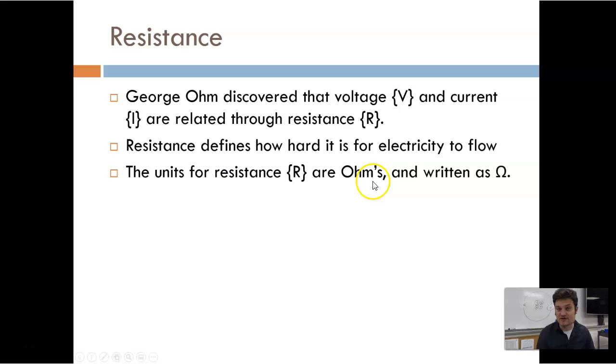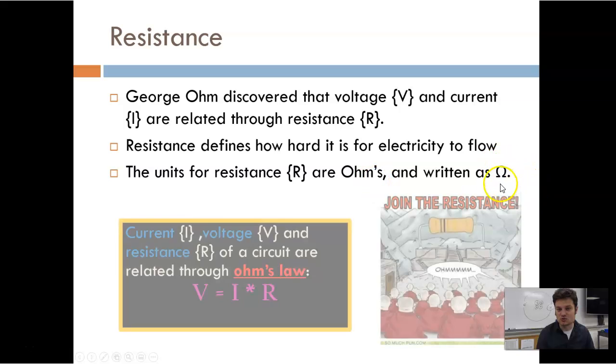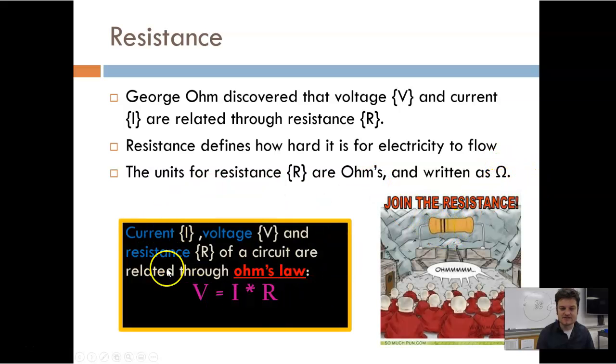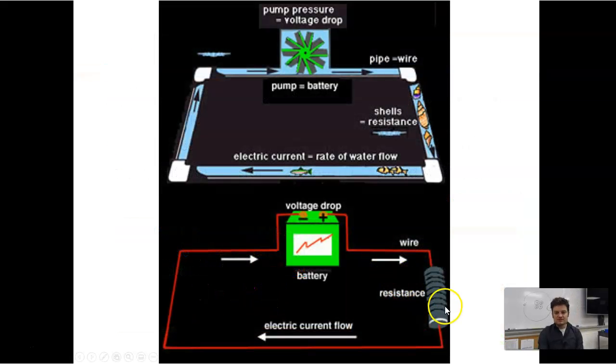Units for resistance are going to be ohms, and they're written as this little horseshoe shape. There is a relationship between them. We call it Ohm's law. Again, we're not going to be dealing with this right now, but we just want you to be aware of it for later on. So here's another way of trying to look at it.